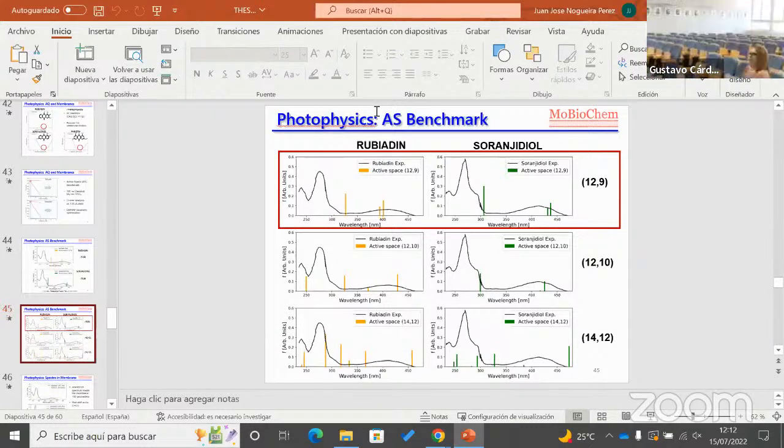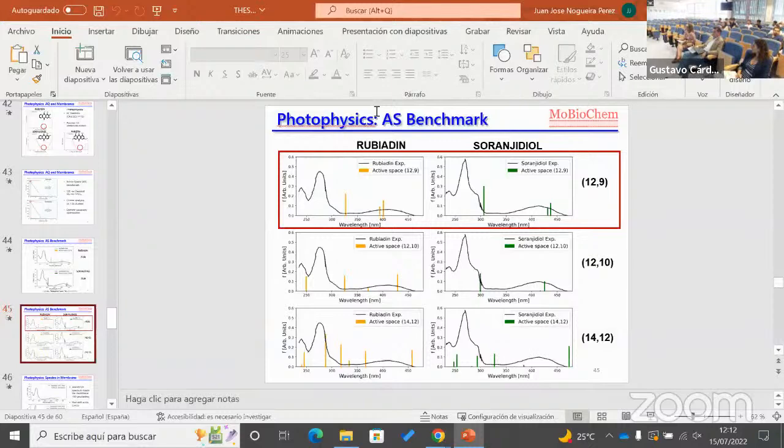Okay, and is the character of the electronic state the same between all the different active spaces that you examined, or are they just different? Because I assume that all the larger active spaces are based on the smaller active spaces, just by introducing additional orbitals in the active space, right?